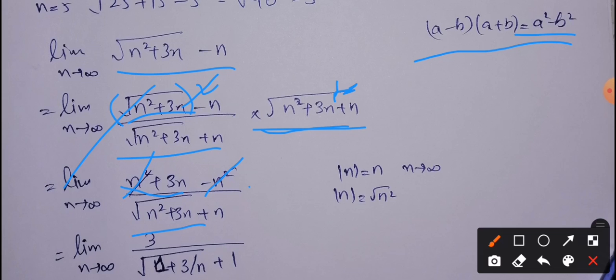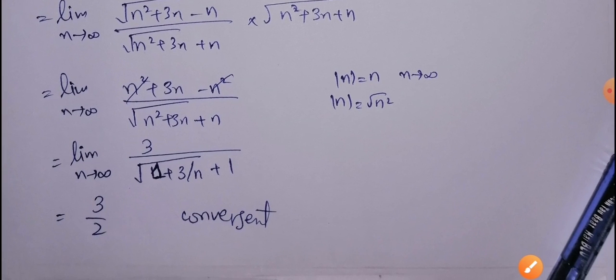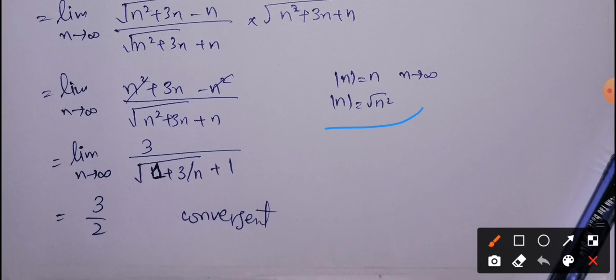Right now it's infinity by infinity, and we know that mod of n will be equal to n as n approaches infinity, and mod of n is equal to square root of n square. So as we have discussed in chapter number 1, we are going to divide the numerator and denominator by mod of n. Now for the numerator I am going to replace it with n, and for the denominator I am going to replace it with square root of n square. So here we get limit n approaches infinity of 3 over square root of 1 plus 3 by n plus 1, that is 3 by 2, and hence it is a convergent sequence.